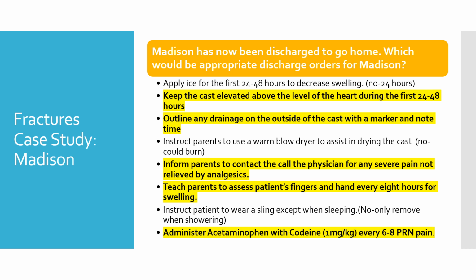Administer acetaminophen with codeine, 1 milligram per kilogram every 6 to 8 hours PRN pain. Yes, so that is appropriate as well. And again, if the pain is not relieved with the codeine, we need to what? We need to let the doctor know, because we could have compartment syndrome.